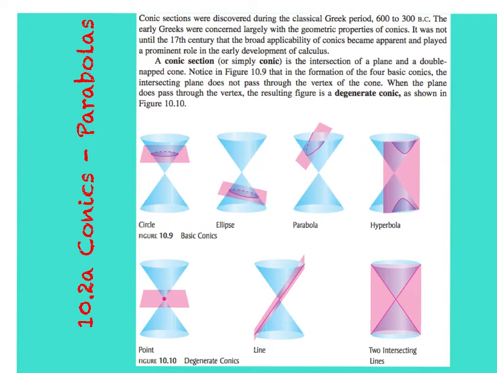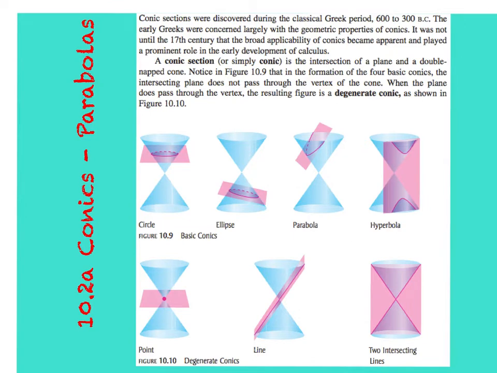A conic section, or simply conic, is the intersection of a plane and a double-napped cone. Notice in figure 2.9 that in the formation of the four basic conics, the intersecting plane does not pass through the vertex of the cone. All right, that's what we're going to be dealing with today.